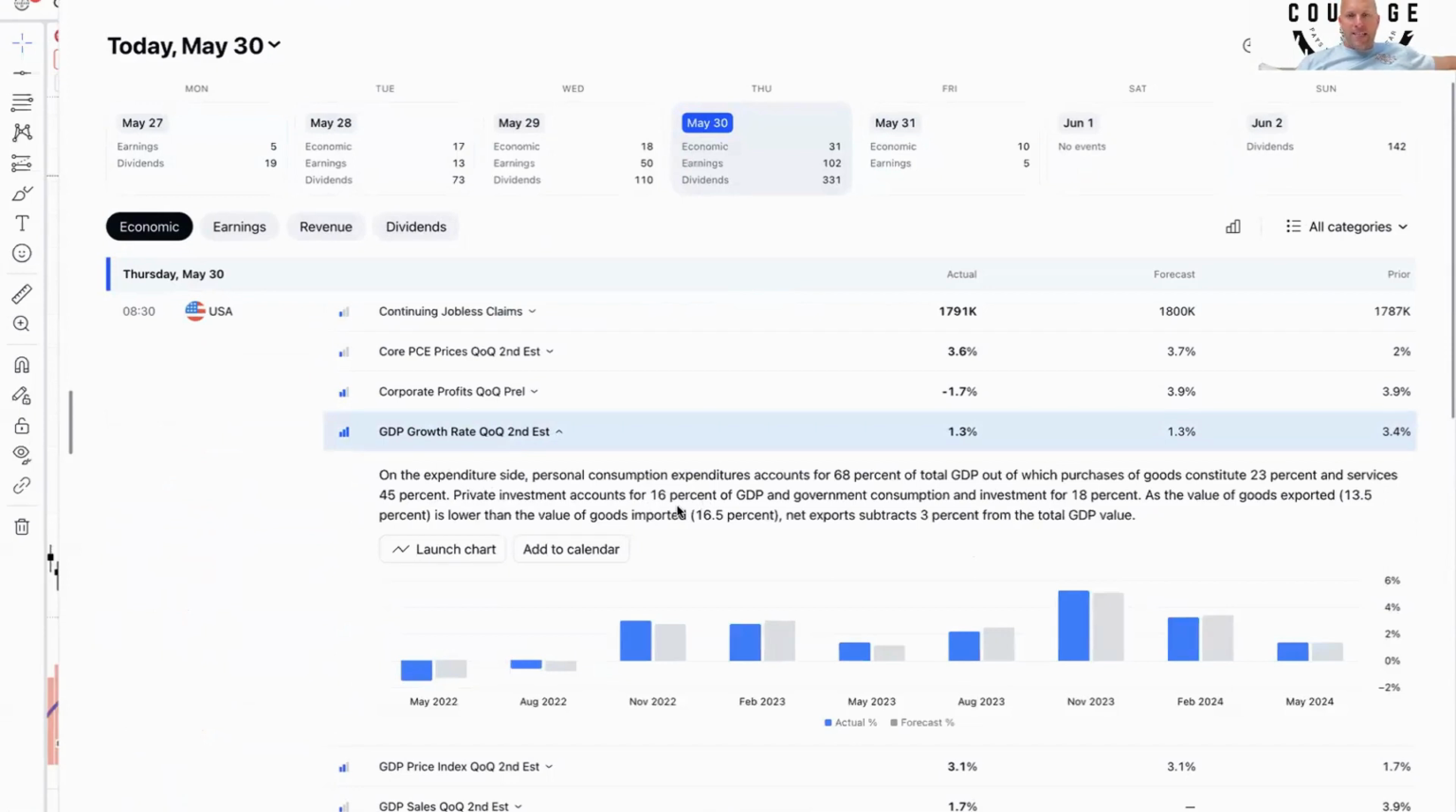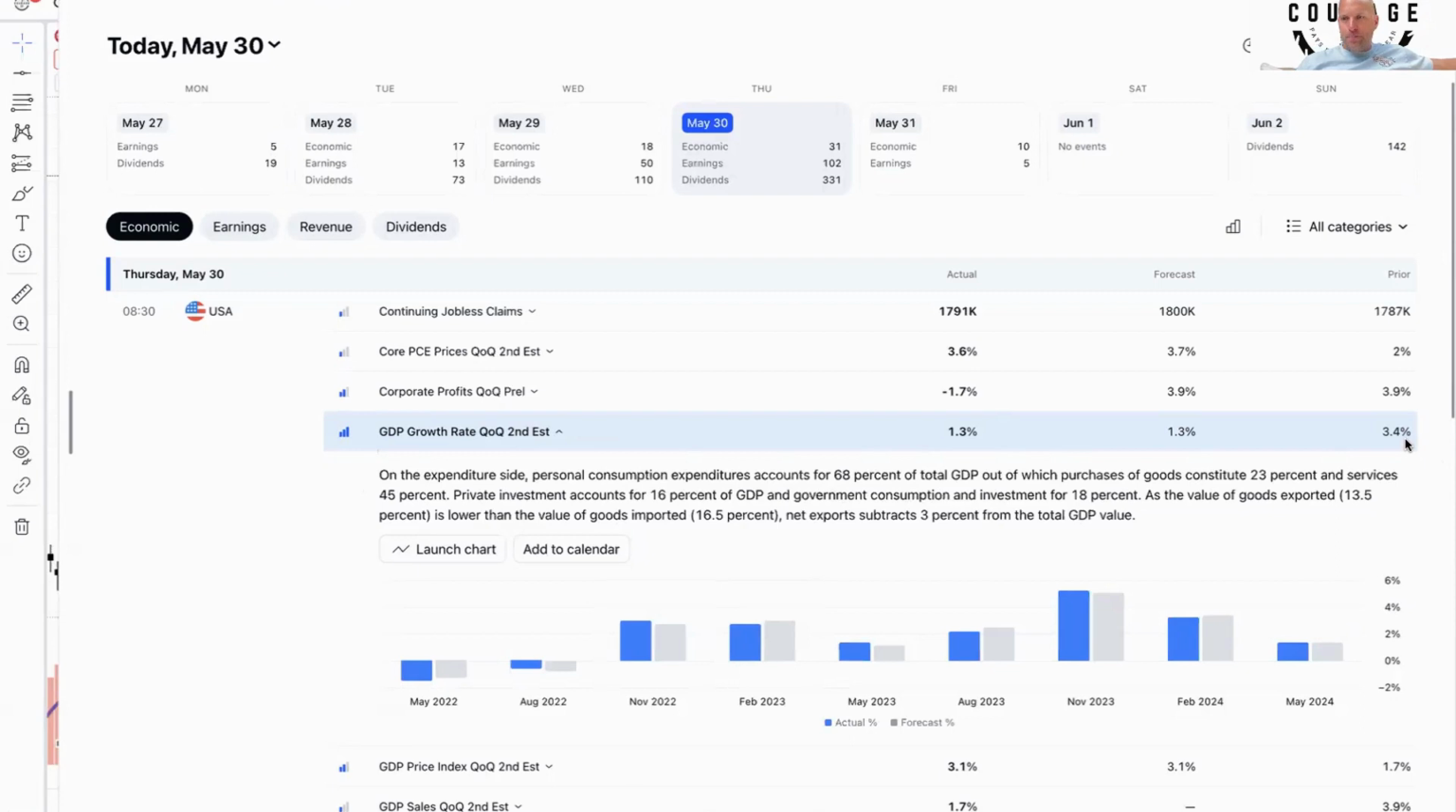On the expenditure side, personal consumption expenditures account for 68% of total GDP, out of which purchases of goods constitute 23% and services 45%. Private investment accounts for 16% of GDP, and government consumption and investment for 18%. As the value of goods exported is lower than the value of goods imported, net exports subtracts 3% from the total GDP value. So you can get a description, right? That's a pretty lengthy descriptor, but it helps you understand what this GDP means.